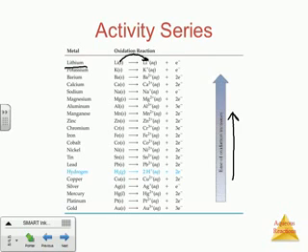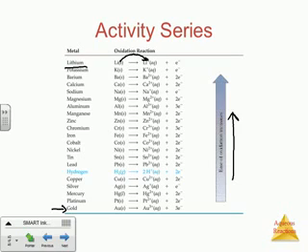Now you get down here to gold, okay? Gold is not very active. In other words, it doesn't really like to give its electrons away. So it's hard to oxidize it. In other words, it's hard to take its electrons away from it. And so that's why you find a lot of gold uncombined in nature. It's not that reactive, okay?